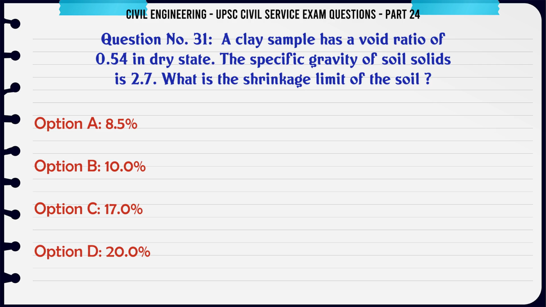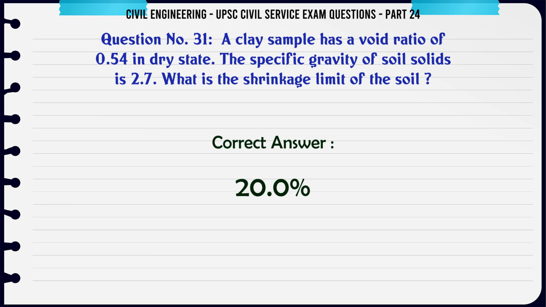The specific gravity of soil solids is 2.7. What is the shrinkage limit of the soil? A 8.5. B 10.0. C 17.0. D 20.0. The correct answer is 20.0.